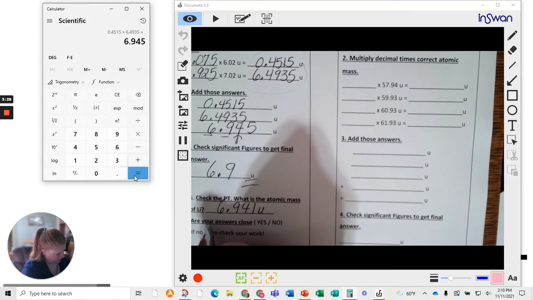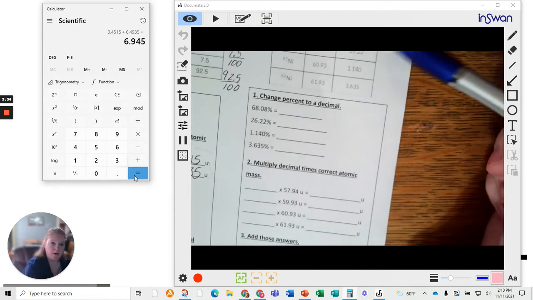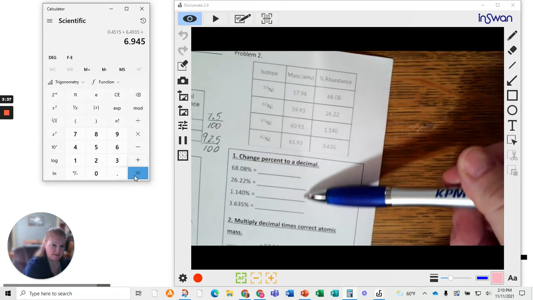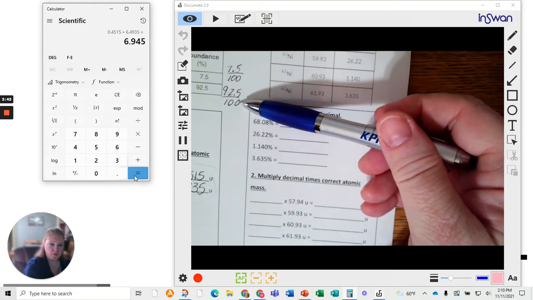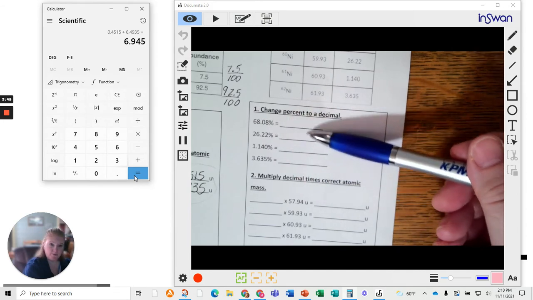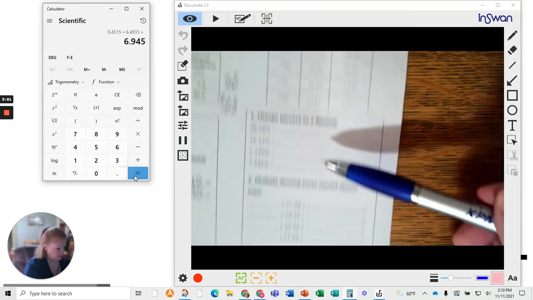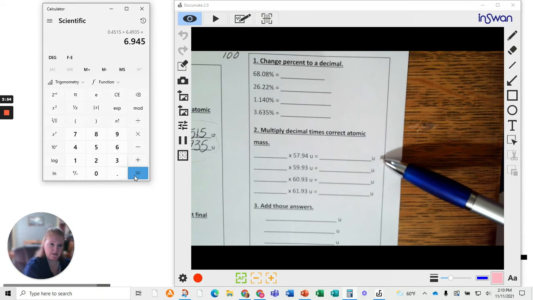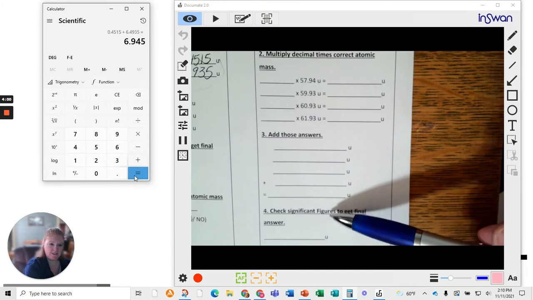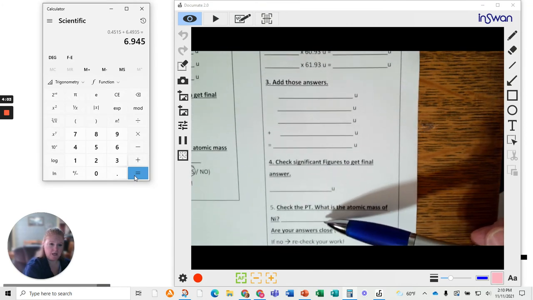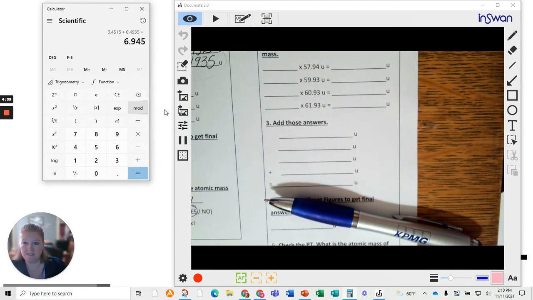Are your answers close? Yep, absolutely. So I am correct. What you will do on this side is follow the exact same pattern. Remember, to change a percent to a decimal, you divide by 100. Then you take those decimals, multiply them by the correct atomic mass right here. Once you get all of those, notice I keep putting the units here for you. You would add those answers up, check significant figures to get your final answer, and then check the periodic table to see if your answers were close. There may be some differences, but they should not be wildly different.